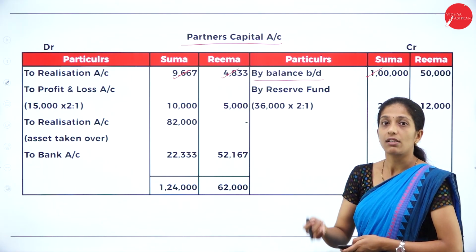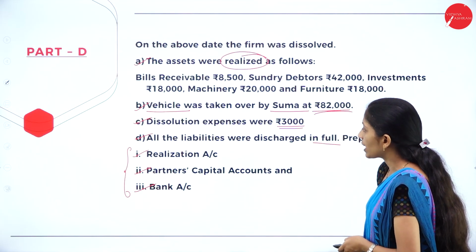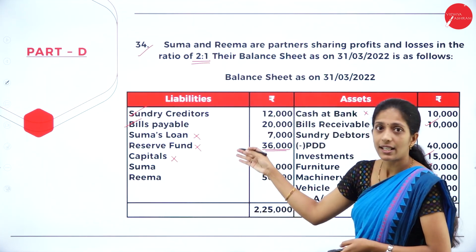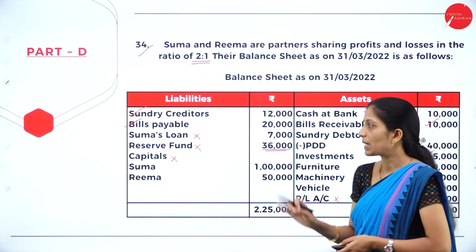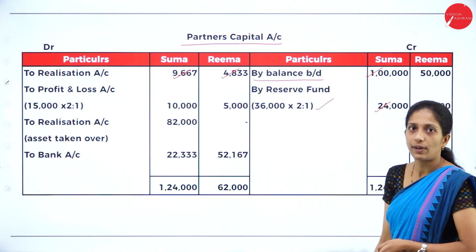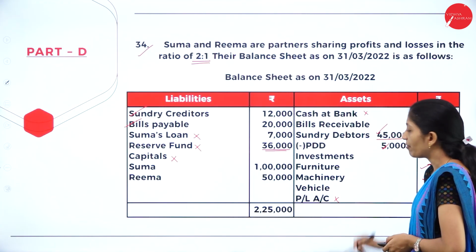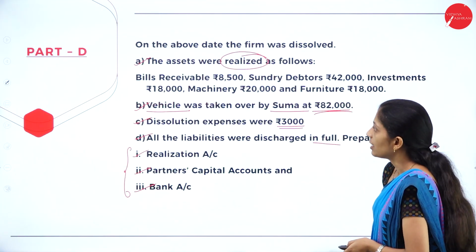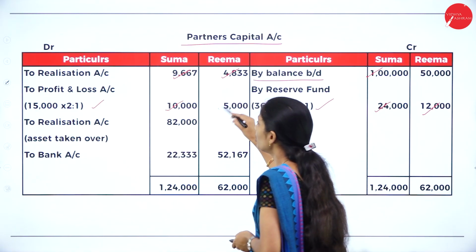Now the third step is what? You'll check your balance sheet whether there is any reserve, fund and profit and loss account. Let us see what it is. So here we have reserve fund, it is 36,000. Here it is on the liability side, so we have to record it on the credit side of the partners' capital account as by reserve fund 36,000 into 2:1. So I'll get 24,000 and 12,000. Next, on the asset side we have profit and loss account. So it is on the asset side, so you have to take it on the debit side. How do we take it? To profit and loss account 15,000 into 2:1.